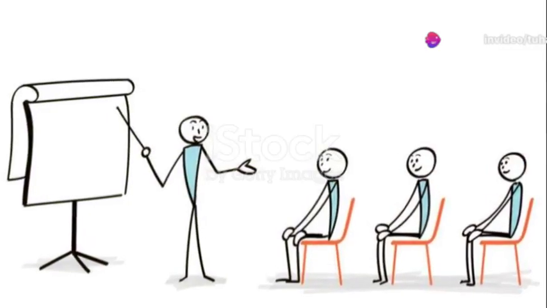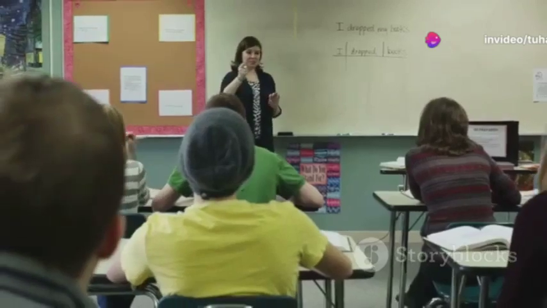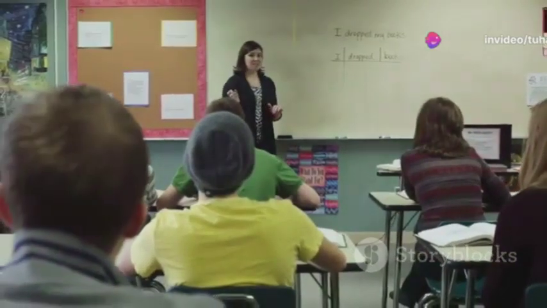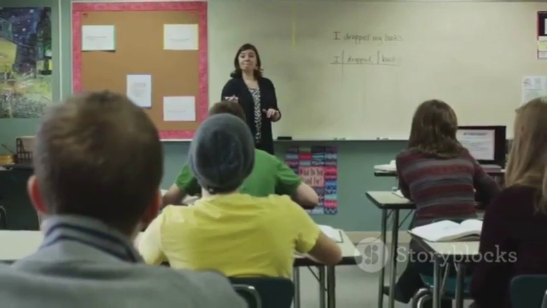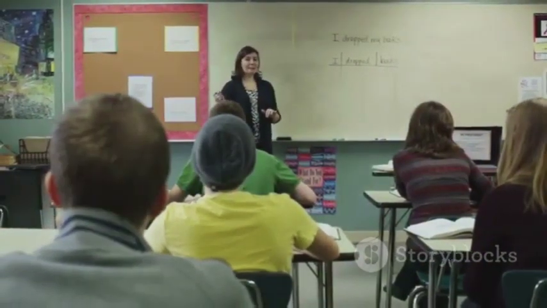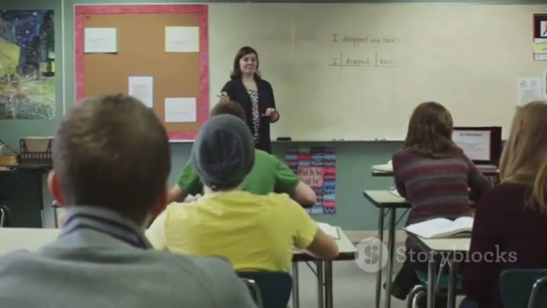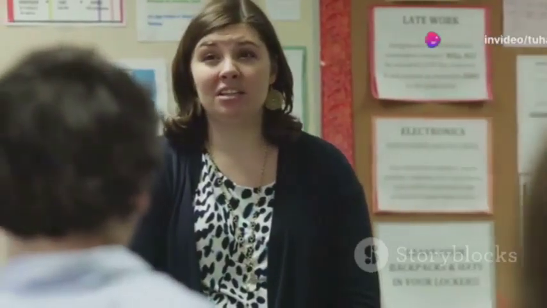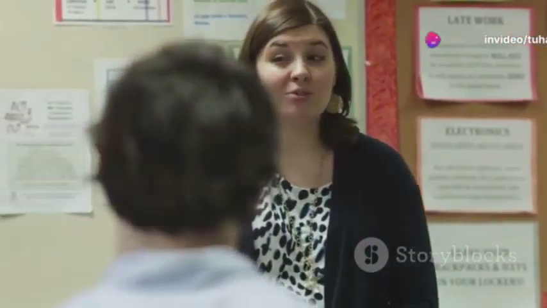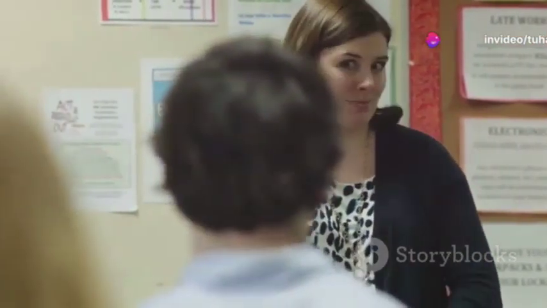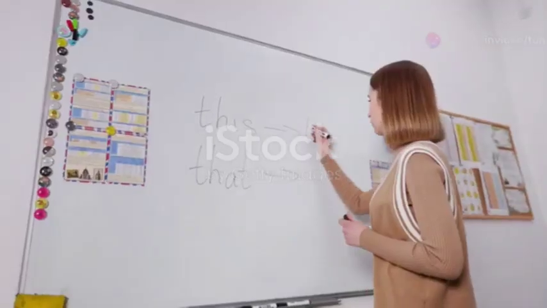First things first, what is a pronoun? Well, a pronoun is a word that takes the place of a noun. Examples include he, she, it, they, and we. Now, what's an antecedent? The antecedent is the noun that the pronoun is replacing. For example, in the sentence John lost his keys, John is the antecedent and his is the pronoun.